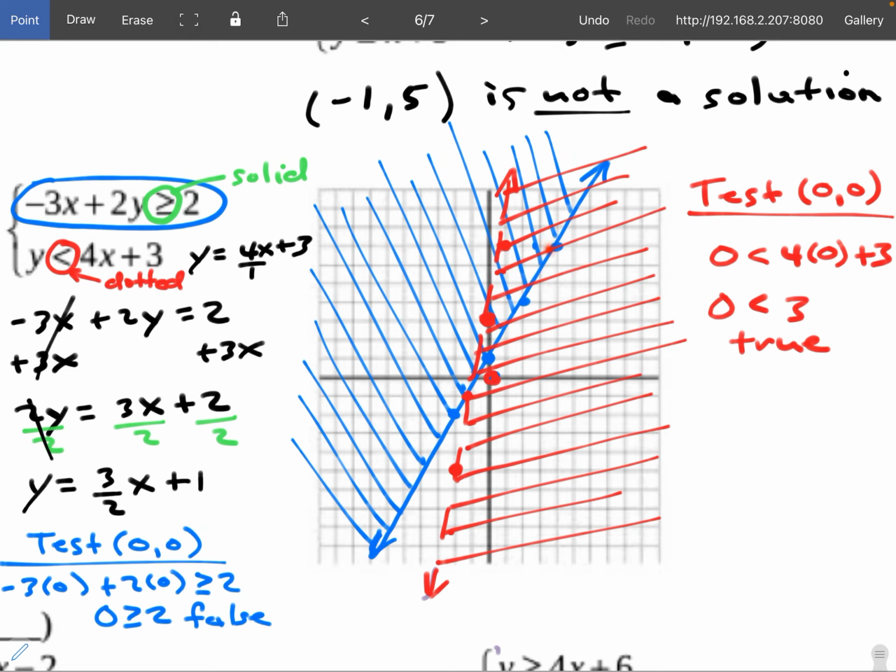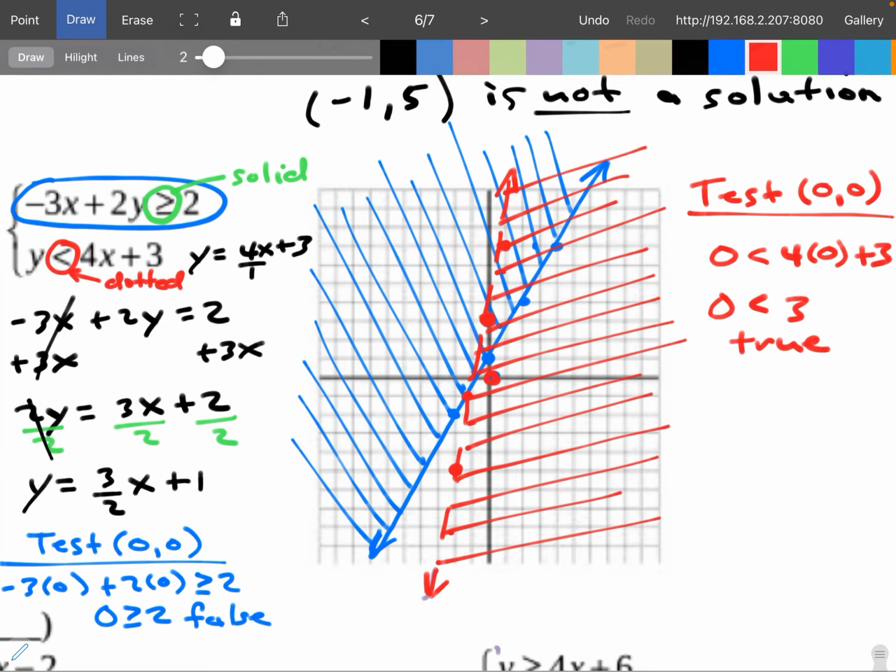So let's try to do that. That's going to look something like this. These get kind of messy. Can you see where the double shaded part is? The double shaded part's at the top up here, right? That's your solution, is the double shaded part, including the points that are on the solid line, but not including the points that are on the dotted line.